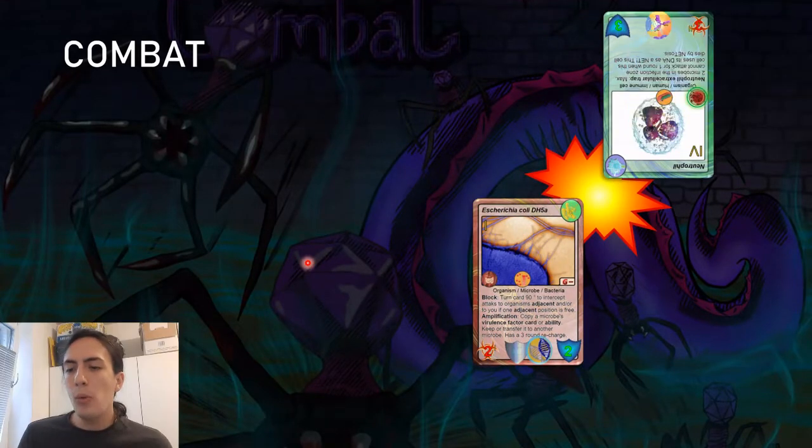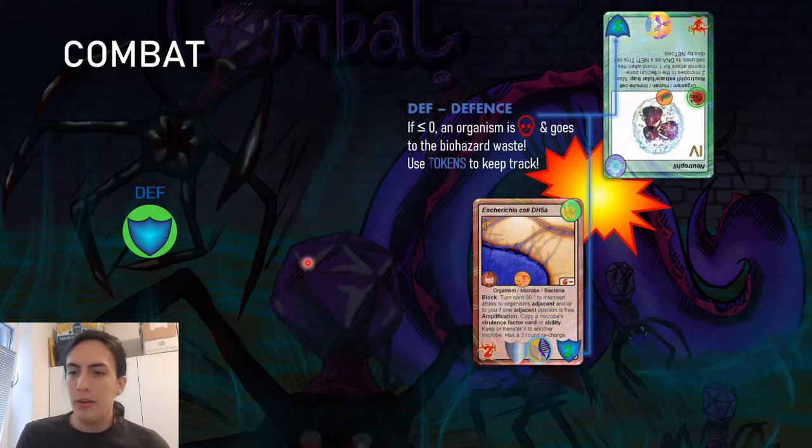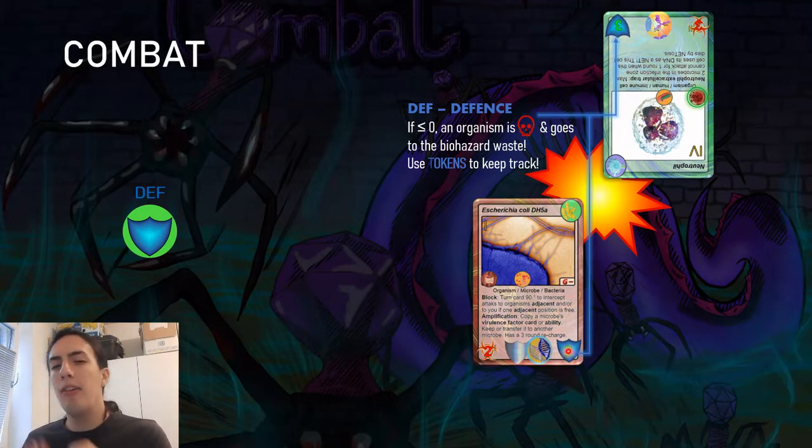So now combat. What does actually happen when E. coli attacks neutrophil or vice versa? It's always the same thing. Whoever is attacking, it happens the same way. Each of these organisms has their own defense points. This is kind of like their life value, their life points, their defense. When this goes to 0, they're dead. If it's above 0, they're still alive, they're still hanging in there, and they can still attack and do all the things that we've talked about.